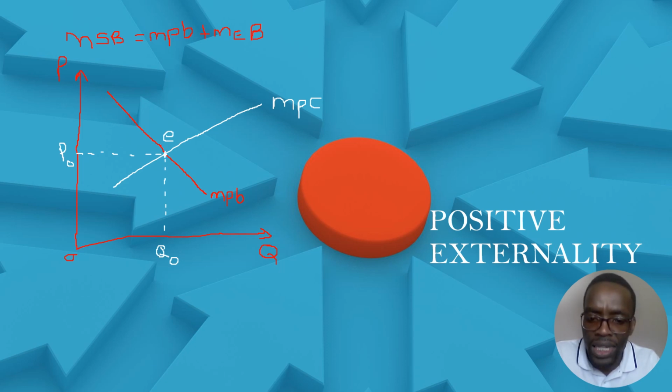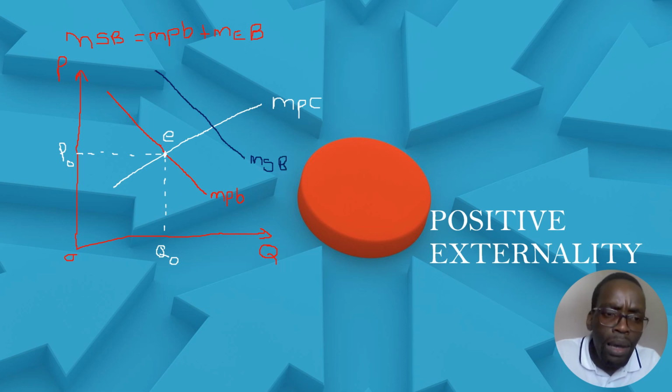Okay, now if this is a positive externality, remember we said there's an external benefit that is going to be enjoyed by third parties. So we are going to have third parties enjoying an external benefit, and that forces this demand curve to shift to the right, forming a new demand curve that I'm going to call the marginal social benefit. Okay, so what is marginal social benefit?